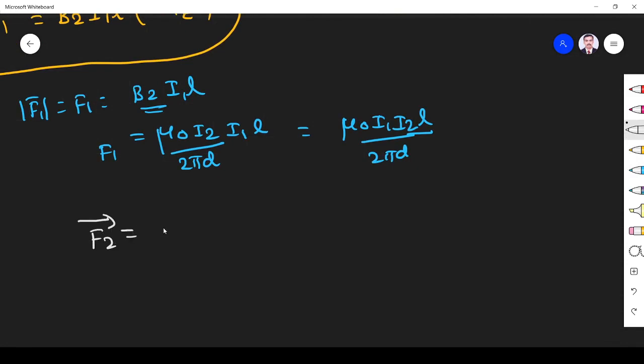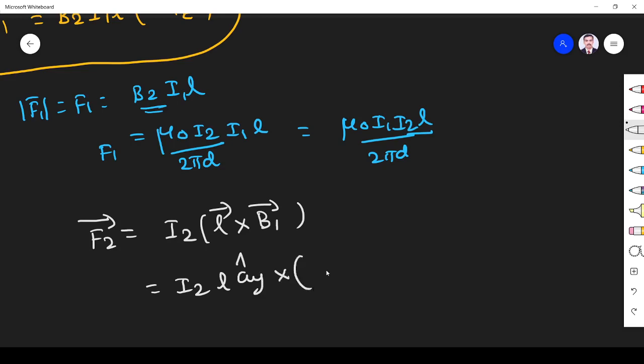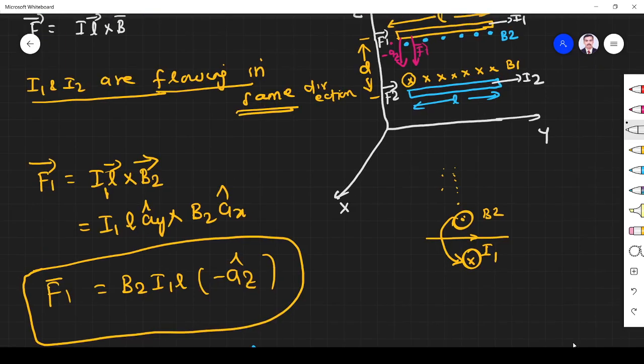Now we find F2, the force experienced by conductor 2. F2 is as usual I B L, where I is I2, the current flowing through it, L cross the magnetic field produced by the first conductor, B1. As usual, I2 L vector, where L vector is magnitude into direction. The conductor is along the y direction only, no change. So AY cross B1.